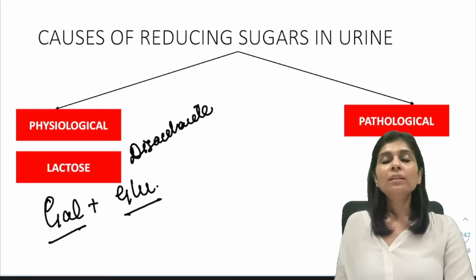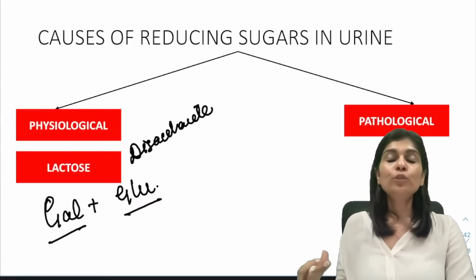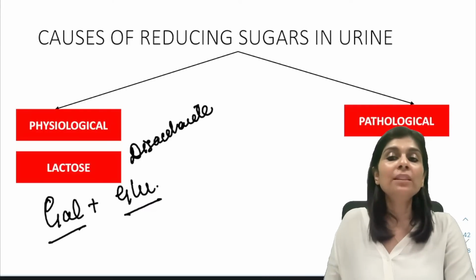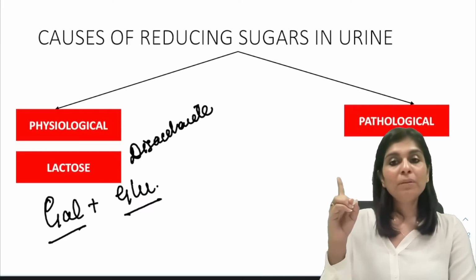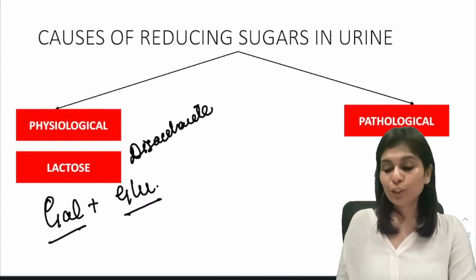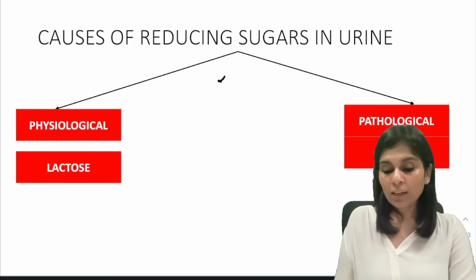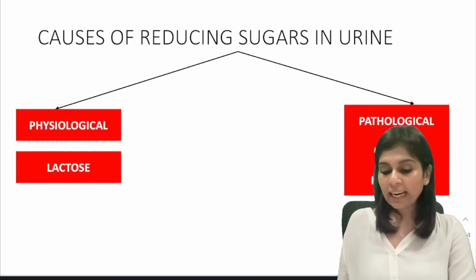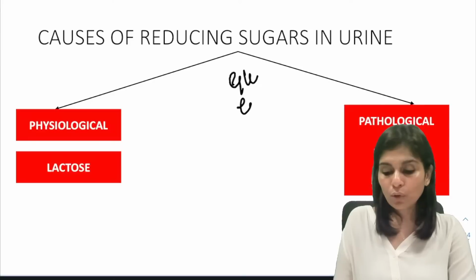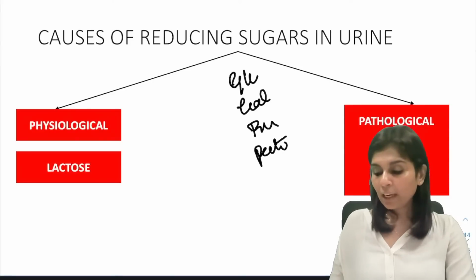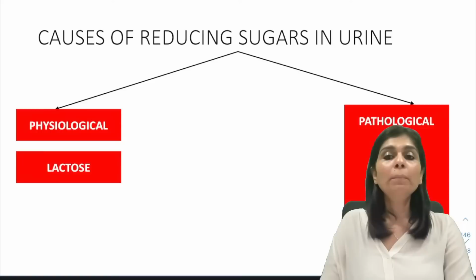So, what are the carbohydrates, or what are the reducing substances which can be found in pathological conditions? Starting from the most common sugar, number 1 is glucose. Number 2 is galactose. It can be glucose, galactose, fructose or pentoses.